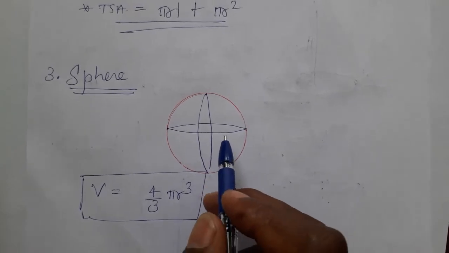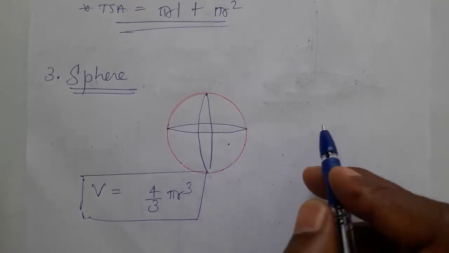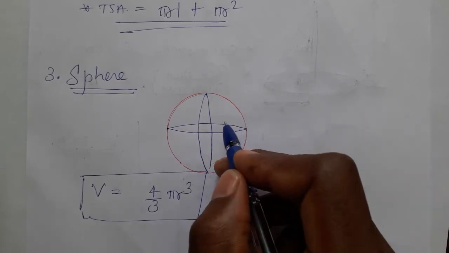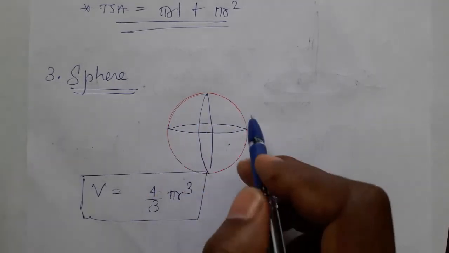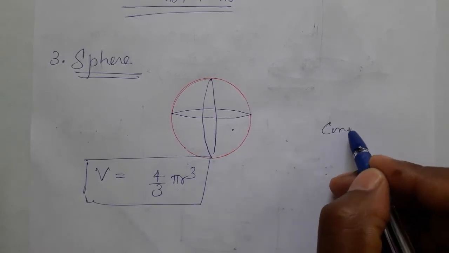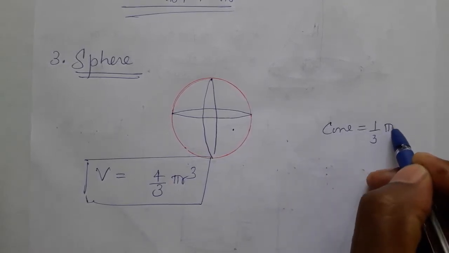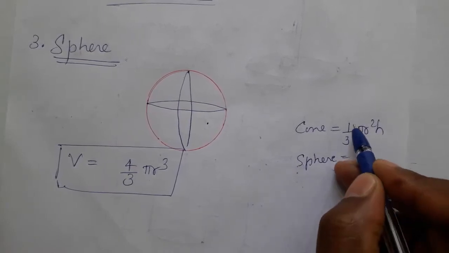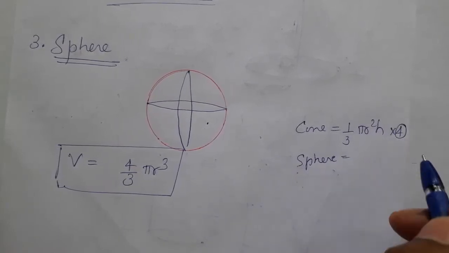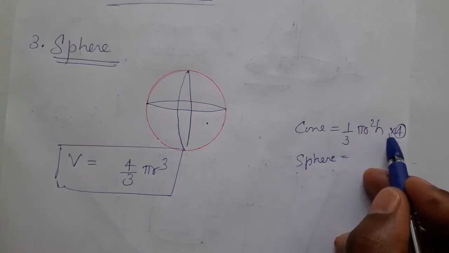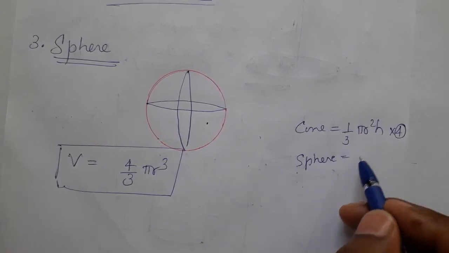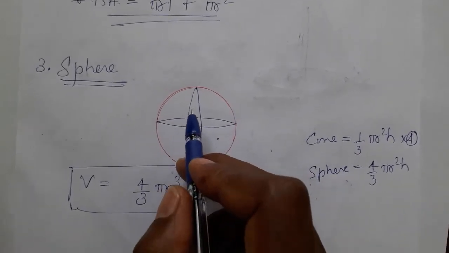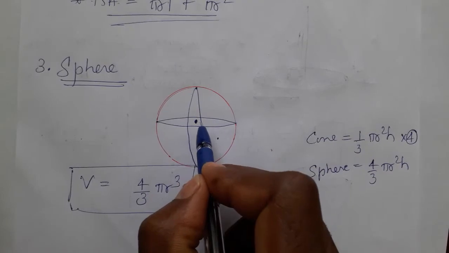That means the water of 4 cones you have to bring here and pour it, and this sphere is filled. One cone is equal to 1/3 pi r square h. Then the sphere is equal to the cone 4 times. When we take 4 times the cone, 1/3 pi r square h is multiplied with 4, and it is 4/3 pi r square h. But in a sphere there is no height.